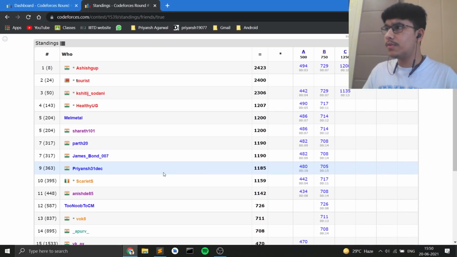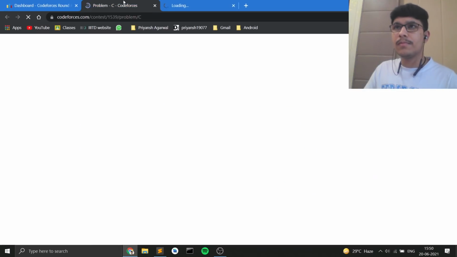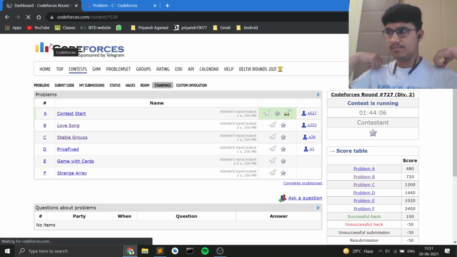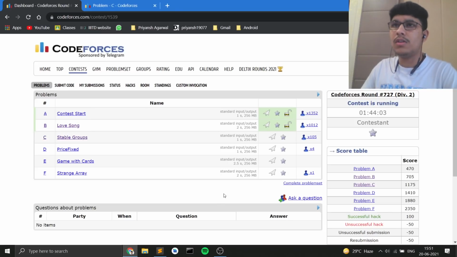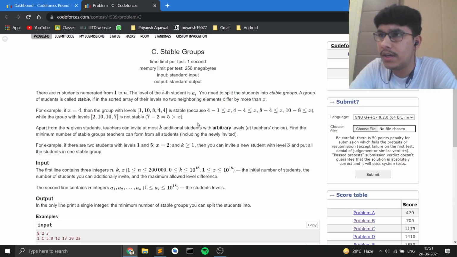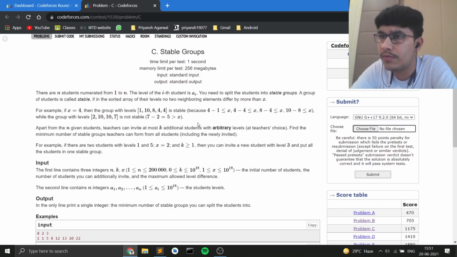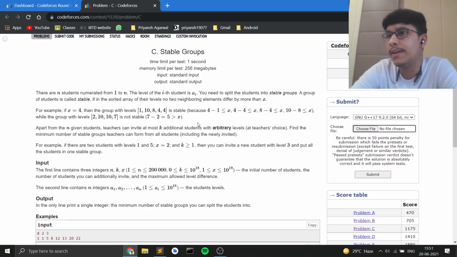Right, so let's go for problem C. Oh my god. Look at this. There are n students numbered from 1 to n. The level of the ith student is ai. You need to split the students into stable groups. A group of students is called stable if in the sorted array of their levels, no two neighboring elements differ by more than x. Okay, for example, if x equals to 4, then the group with levels. How is this stable? Yeah, it is stable, right?